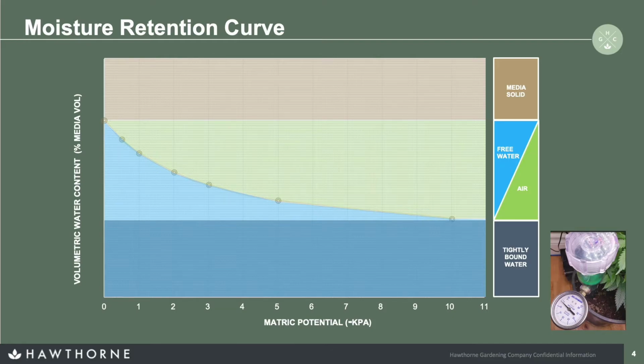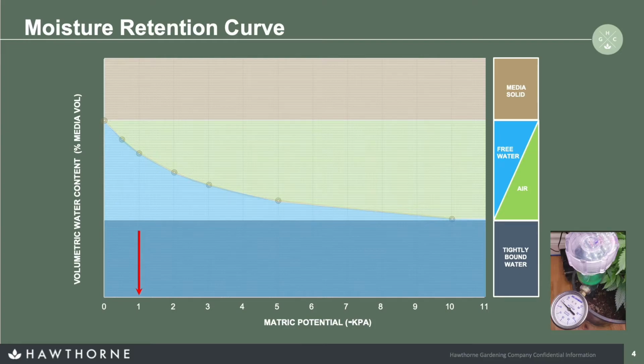because as soon as we let the media drain freely, we'll come down to a point called container capacity or pot capacity, or in the field that may be called field capacity. This is the point where the maximum water is absorbed by the media under free drainage.